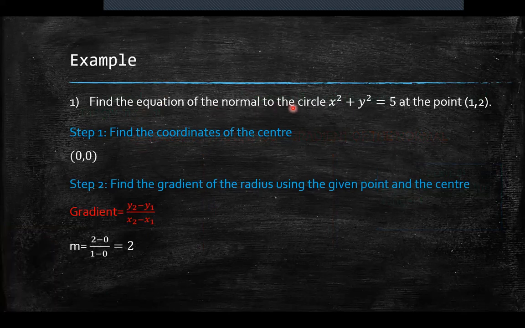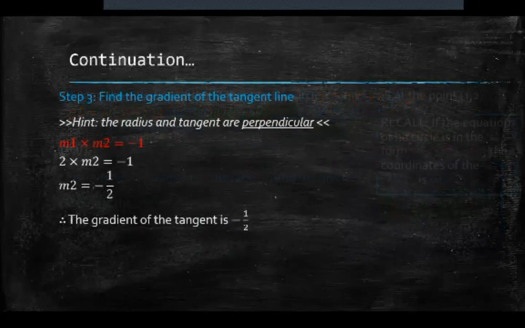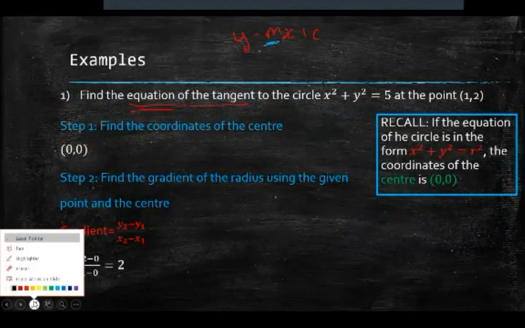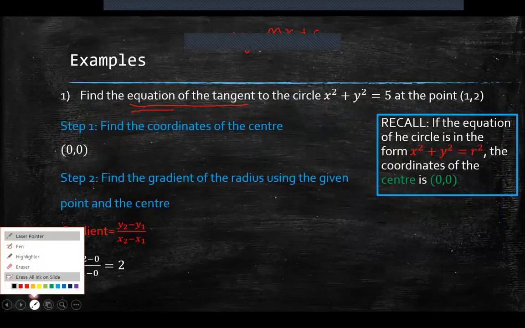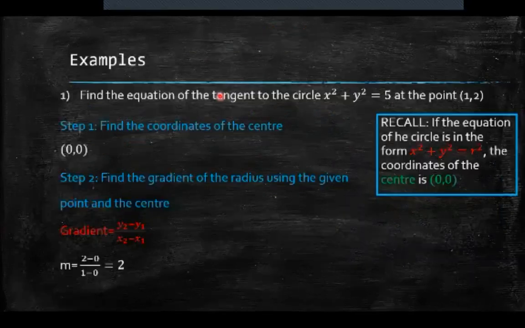Find the equation of the normal to the circle x squared plus y squared is equal to 5 at the point (1, 2). For anybody who didn't notice yet, this question is the same one that I had on the tangent. Find the equation of the tangent to the circle x squared plus y squared. Same question, but instead of finding the equation of the tangent, now we're trying to find the equation of the normal. You need to remember this as well.